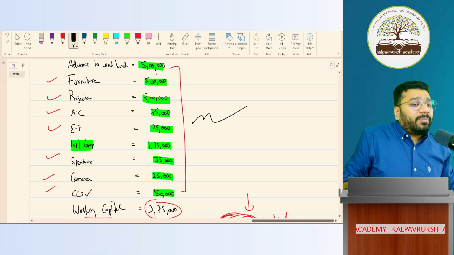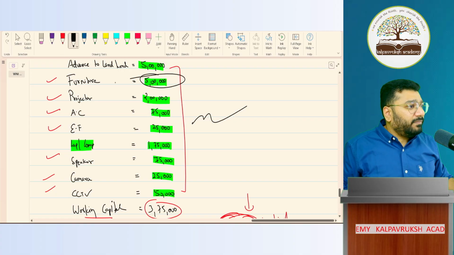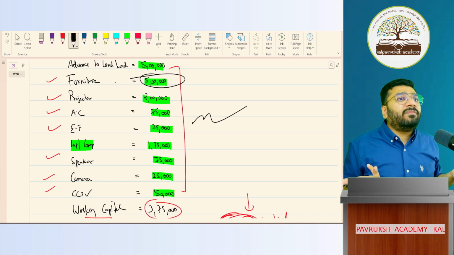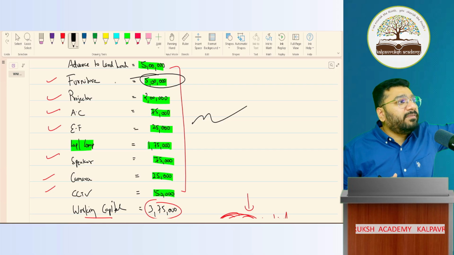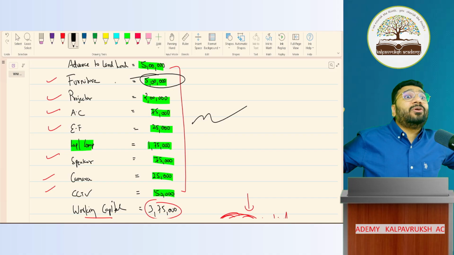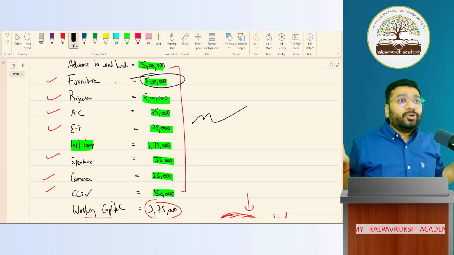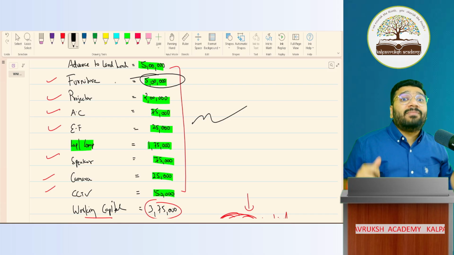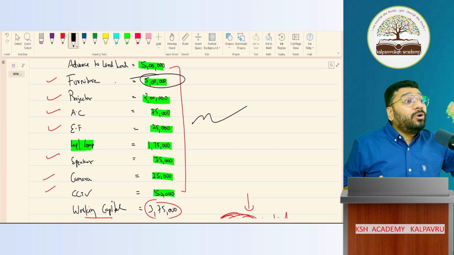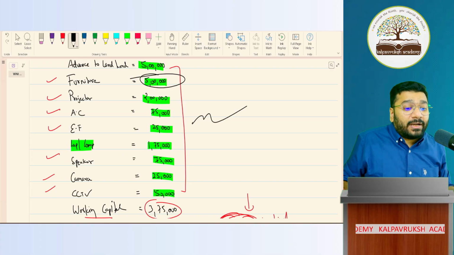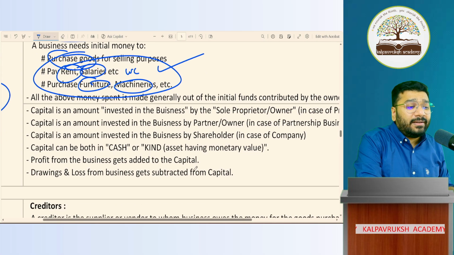Can you tell the furniture shopkeeper, give me the furniture on credit? Will he give? On what basis? There's no relation between me and the furniture owner, so obviously he will not give. So I have to pay money. But how will the entity have the money? Because the entity is a newborn baby. Today only the academy started, so the entity does not have money. Who will sponsor the money on behalf of the entity? The owner has to sponsor. That money is called capital. Got it?